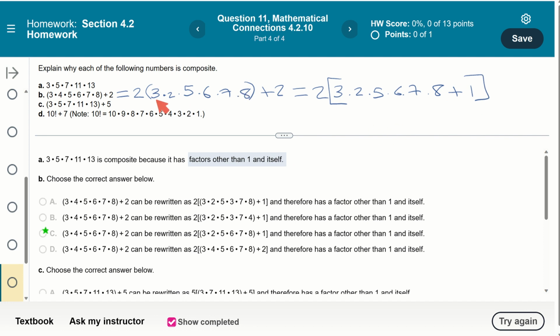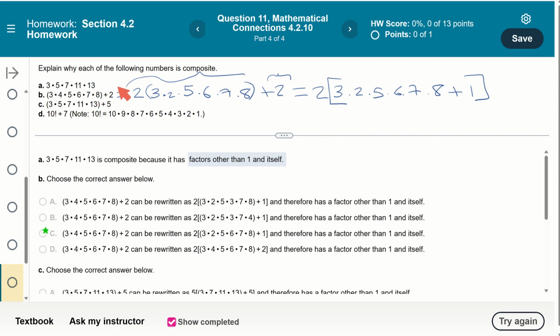Notice I'm factoring out a 2 from this expression and this expression. So 2 times that gives you the first term, and 2 times 1 gives you the second term. This is just using the distributive property in reverse, right? So notice that this number has a factor of 2, and of course itself, right? So the entire product. So therefore the number is what? Composite.